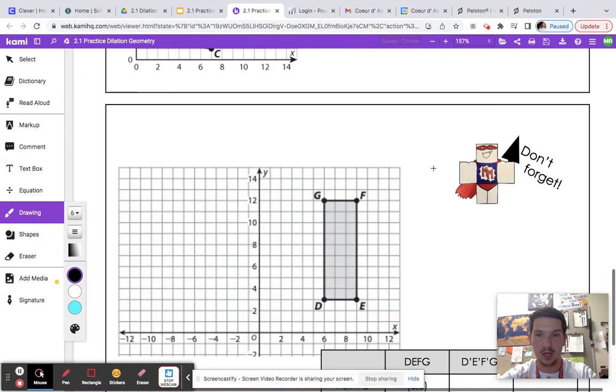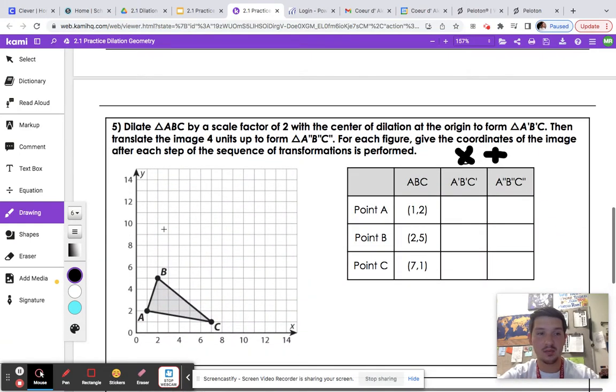Same thing here. If you have any questions, please let me know. But that's what we're working towards for this activity here.